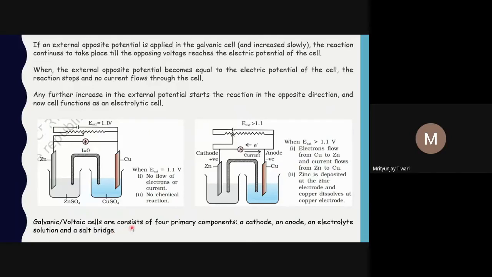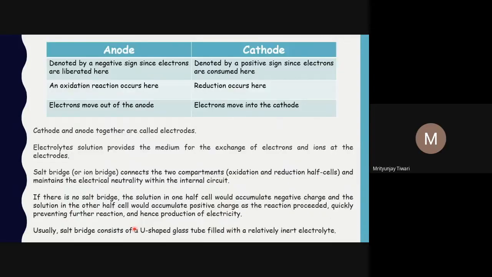So a galvanic or voltaic cell consists of four primary components: a cathode, an anode, an electrolyte solution, and a salt bridge. The anode is here, and the cathode. In the galvanic cell, the anode is denoted by a negative sign, since electrons are liberated here. At the anode, electrons are liberated, and that is why it has been given a negative sign, and the cathode is given a positive sign. Why? Because it accepts electrons, it consumes electrons.